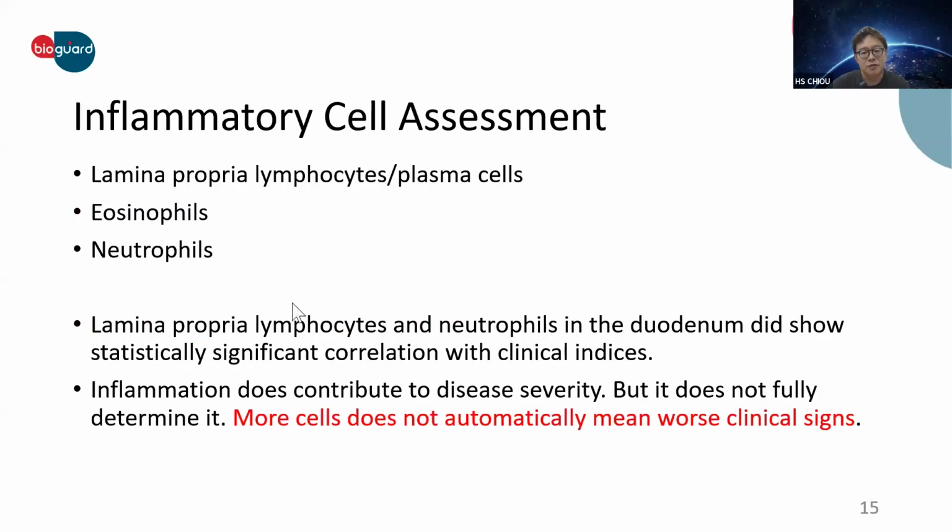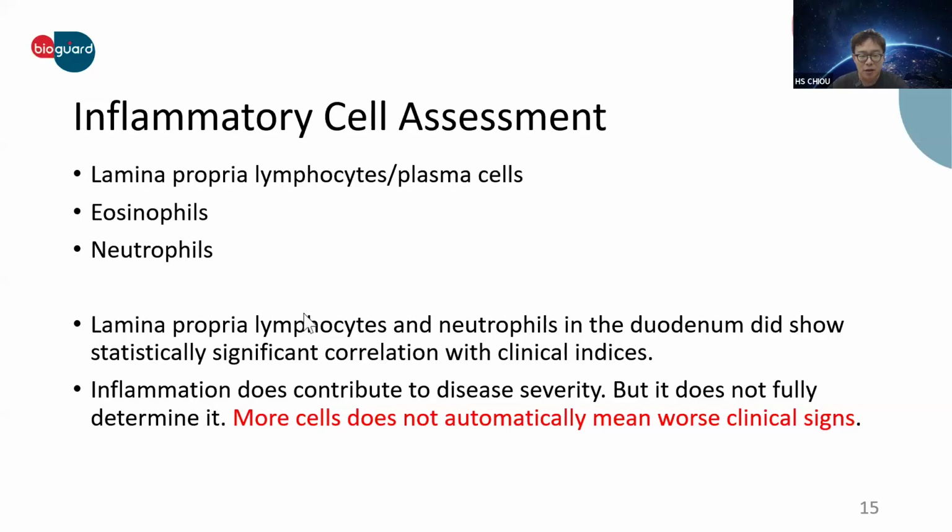In the simplified scoring system, inflammatory cell density is graded in a semi-quantitative way. So we are estimating how many lymphocytes, plasma cells, and neutrophils are present, not counting every single cell. But here's something important. An increased lymphoplasmacytic infiltrate alone doesn't always strongly correlate with clinical severity. In this study, lamina propria lymphocytes and neutrophils in the duodenum showed significant correlation with clinical index. However, the correlation was only moderate.